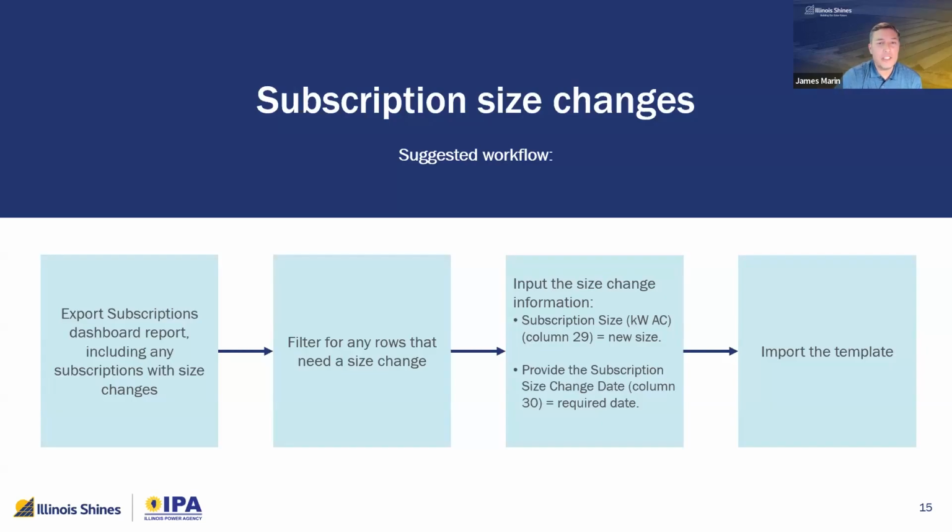So to make a size change, you would need to add the new subscription size and provide the effective date of that change. Those are the two fields that are required, along with some of the others like project ID and disclosure form ID. And lastly, once you've made the changes to that Excel file, you would import that file right back in. And we saw that in the demonstration. It's that easy. All right, next slide.